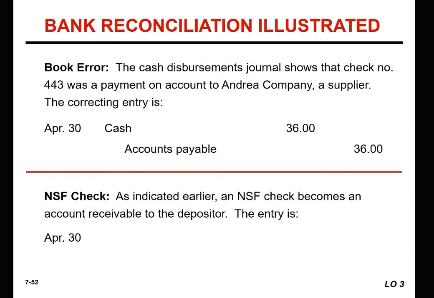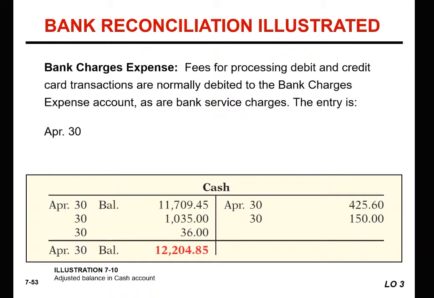Now, we received a check against our accounts receivable and we deposited it. When an NSF check becomes an accounts receivable to the depositor, the entry is we post it back to the accounts receivable and we reduce the cash. They still owe us $425.60. We recognize the bank charge expenses for processing our debit and credit card transactions. That typically goes to bank fees, bank charge expenses, something along those lines. We reduce our cash by the appropriate amount.